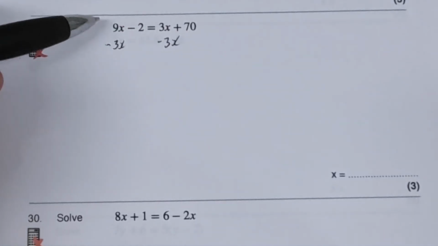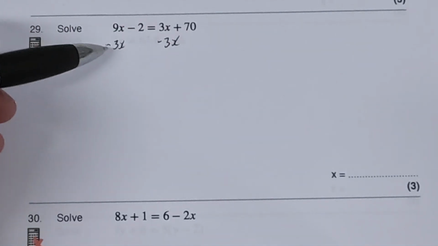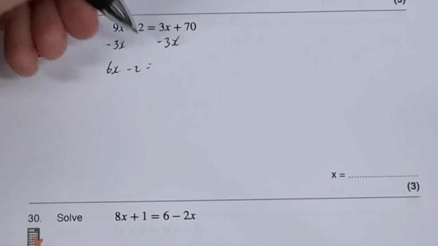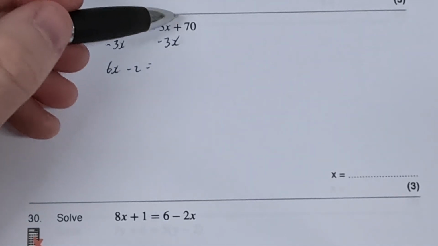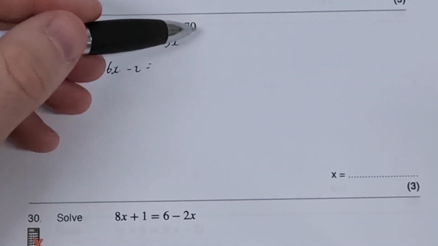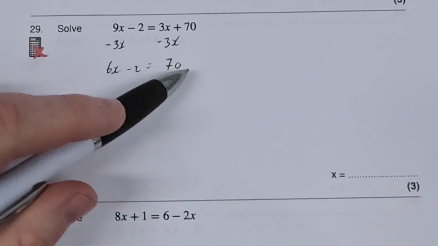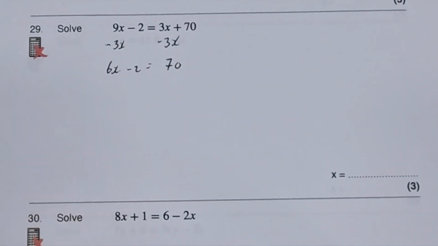On the left-hand side of the equation, we had 9x's. We're taking away 3x's, so we'll be left with 6x's, and we've still got our minus 2. On the right-hand side, we had 3x plus 70. We're taking away the 3x's, so we'd just be left with 70. Now we just need to solve this equation. This is like the ones we've looked at earlier. We just need to add 2 to both sides of the equation and then divide both sides by 6.